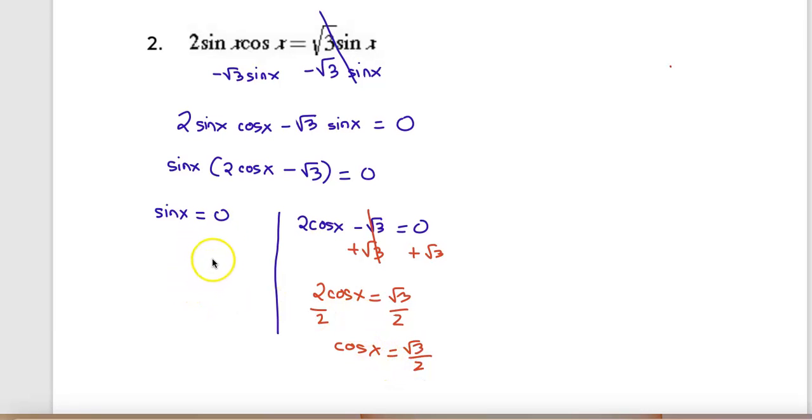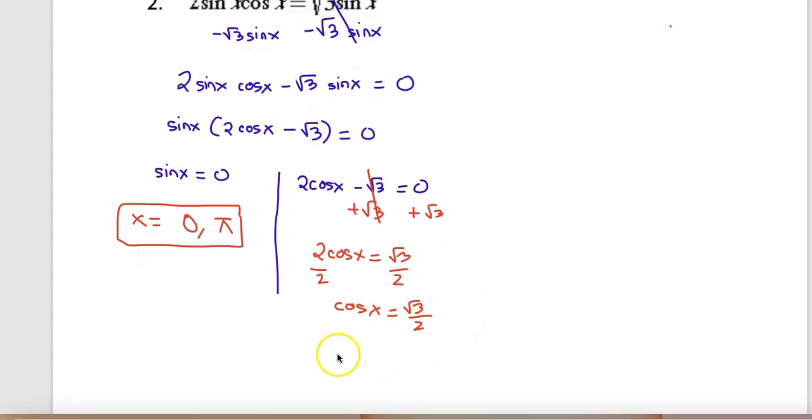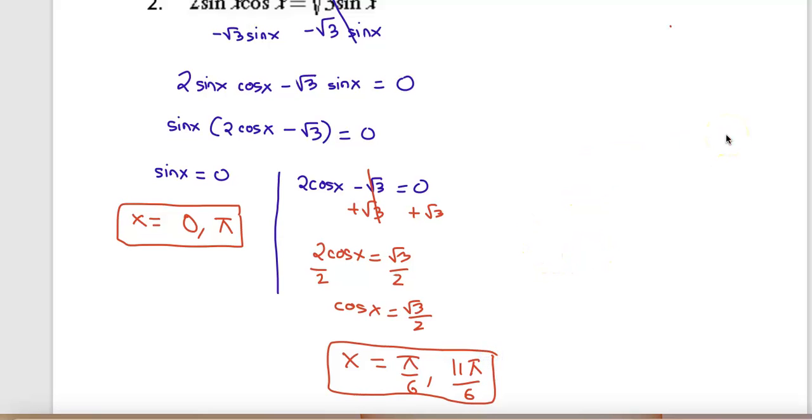So what I'm looking at on the interval 0 to 2 pi, when is my sine x equal to 0? My sine x is equal to 0 at x equal to 0 and x equal to pi. Now when is my cosine x equal to radical 3 over 2 in the interval 0 to 2 pi? That is at x equal to pi over 6 and x equal to 11 pi over 6. So I have 4 solutions to this equation: x equal to 0, pi, pi over 6 and 11 pi over 6.